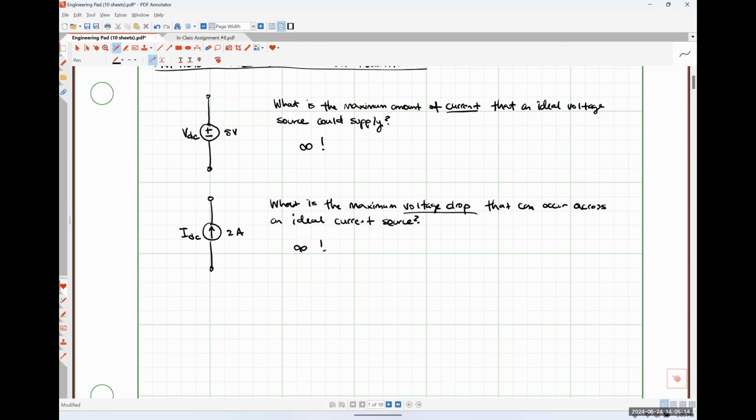To have an infinitely large voltage drop across a circuit element would mean that we are transferring an infinite amount of power, which obviously cannot happen.